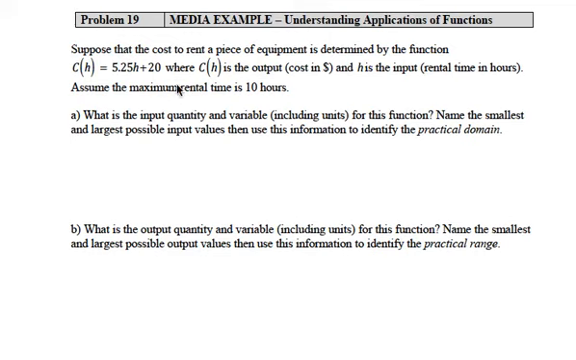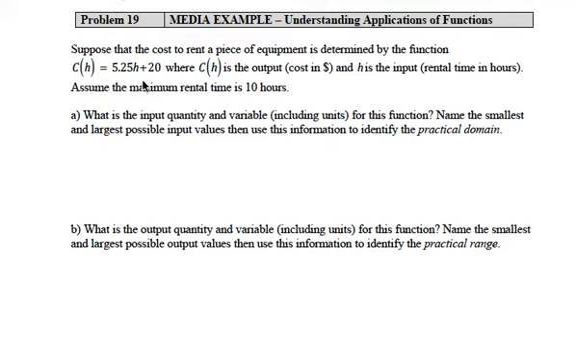Problem 19 says, suppose the cost to rent a piece of equipment is determined by the function C of H equals 5.25H plus 20, where C of H is the output, cost in dollars, and H is the input, rental time in hours. The maximum rental time is 10 hours. That's going to be important for us.